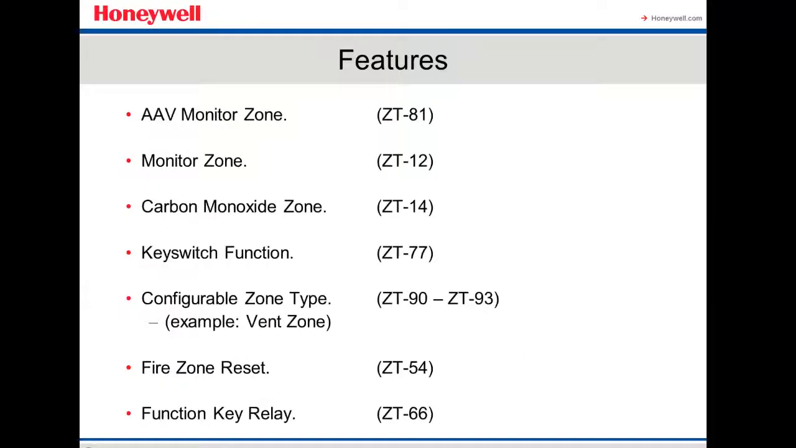Another feature, the AAV monitor zone. That's zone type 81, monitor zone type 12, carbon monoxide zone type 14. Those are zones that are already programmed and set up by default from the factory, which we can use at any time. And you can also configure your own zones, which are dedicated to zone 90 through zone 93. It has a fire zone reset and function key relay. Those are two other zone types.